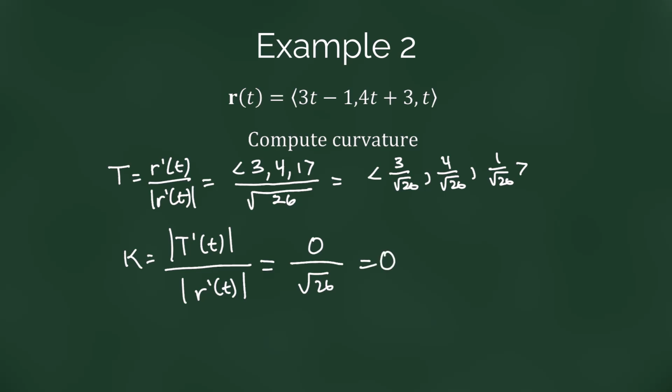Now, maybe some of you realized this at the beginning, but this curve right here, this is a line. So it makes sense that its curvature is 0 because it's a straight line.